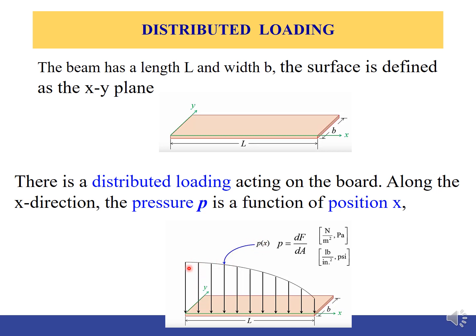So you can see now at x equals 0, the pressure is higher, while when x equals L at the end of the board, the pressure drops and is smaller. But we can express the relation between the pressure and location using a function of x.